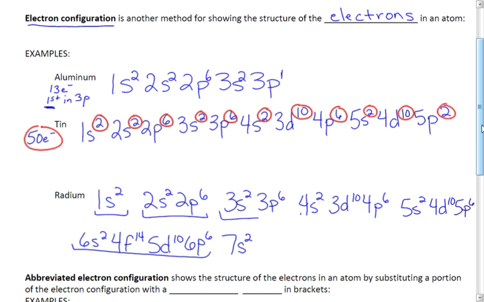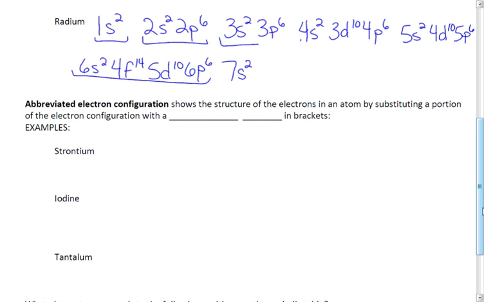Now, even though this is shorter than our orbital notation, there's an even shorter way that we can write down this information. And that's going to be our abbreviated electron configuration. It's going to show the structure of the electrons, but we'll get to substitute a part of it with a noble gas. And think about where the noble gases are in the periodic table. They are in group 18, that very last group on the periodic table. So you're looking for one of those in that very last column, and I think of it like Price is Right. You want to get closest to it without going over.